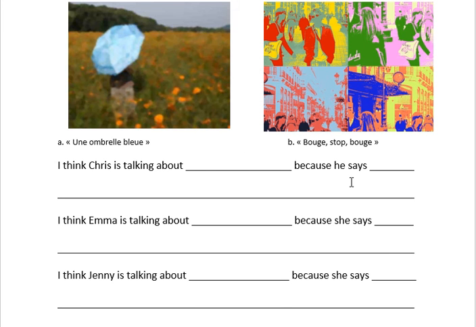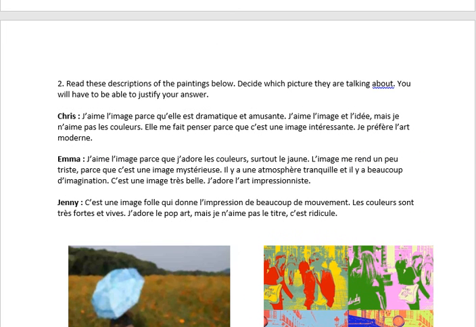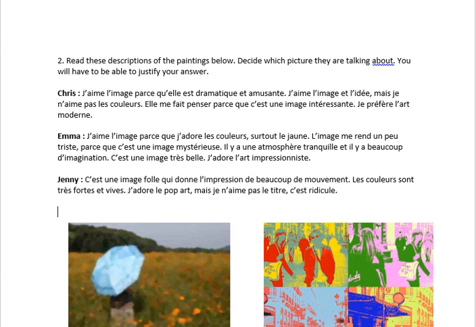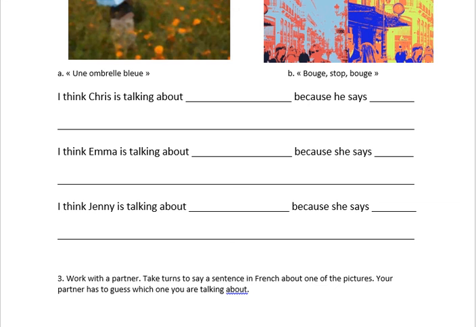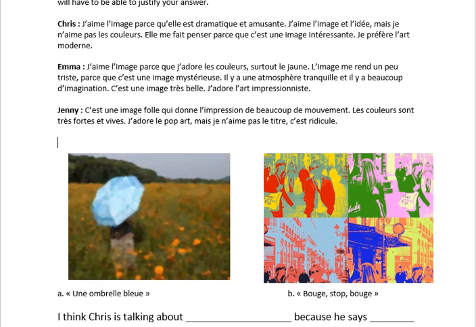And then because he says, you're going to need to find the clue. What was the clue that really gave it away? And give as much detail as you can, and try and give the whole sentence for what you think this is. Okay? And then when you've done that, the same for Emma. Which picture is she talking about? And then the same for Jenny, which is she talking about?